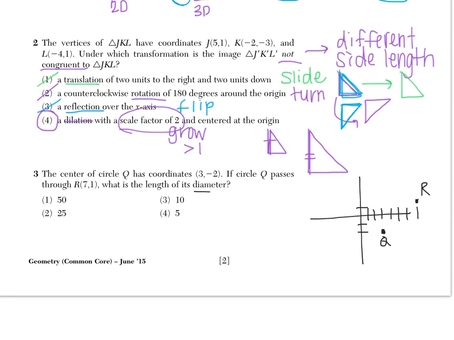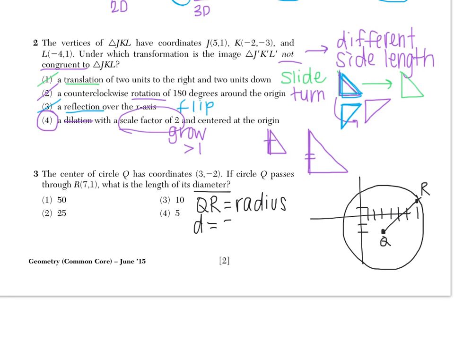What is the length of the diameter? So what we're saying here is we have Q as the center and R as a point on the circle. That means that QR is the radius. But we're asked to find the diameter, and we know that diameter is twice the radius, 2r. So if we find the length of QR, or in other words the radius, then we just have to double that in order to find our final answer.